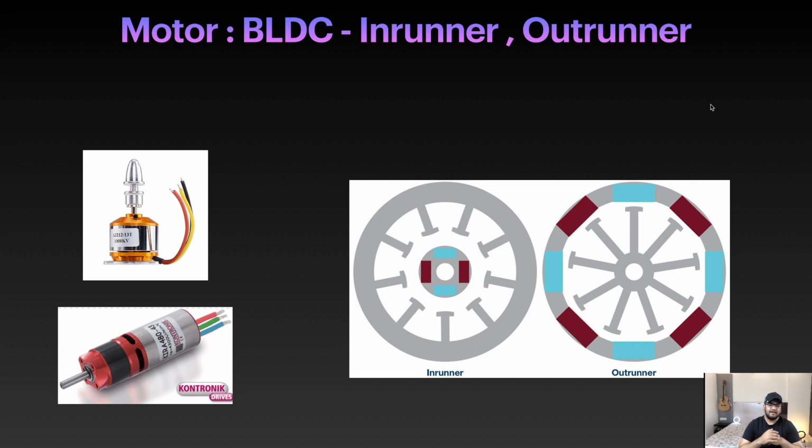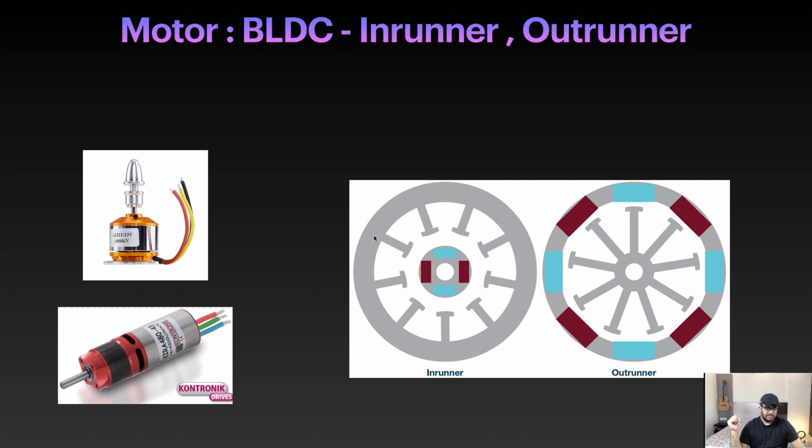So let's start with different kinds of motor, and the first category we have when we talk about BLDC motor, or a brushless DC motor, is Inrunner and Outrunner. So basically, these two are the types of brushless DC motor, and they both have their own specific application. So I want you to focus on the image on the right hand side first.